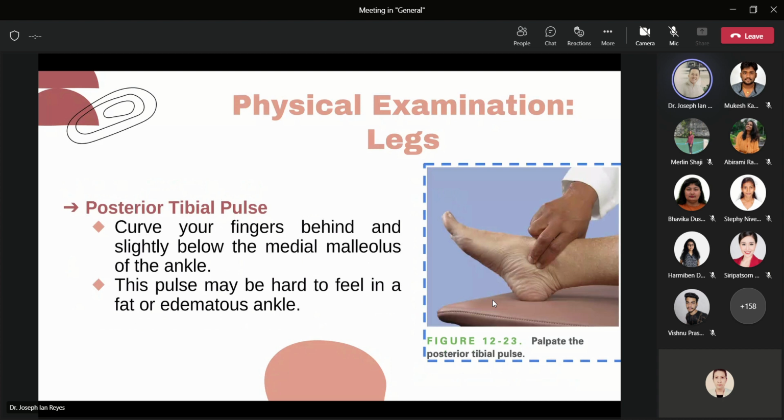Then your posterior tibial pulse. So you curve your fingers behind and slightly below the medial malleolus of the ankle. This pulse may be hard to feel in a fat or edematous ankle. So that's why you check if your patient has edema. It would be expected that it would be difficult. But if your patient does not have edema and it is absent, maybe there is something wrong with your patient. So try to locate it properly.